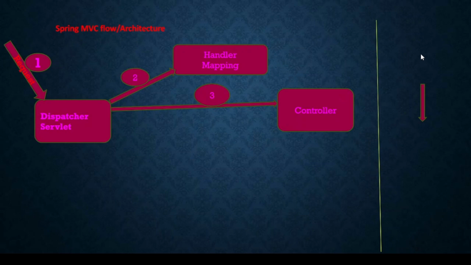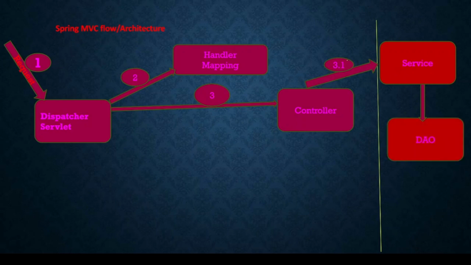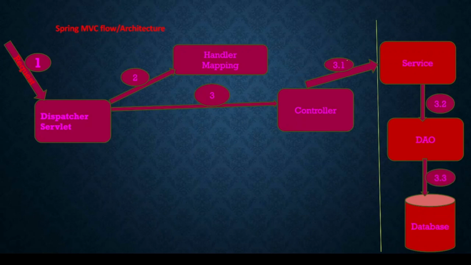I mean to say, if there is a service layer, from the controller layer it will talk to the service layer, then the service layer will talk to the DAO layer, and the DAO layer will talk to the database. This is the flow. After the processing, I have not put the arrow mark back here, that I missed actually.